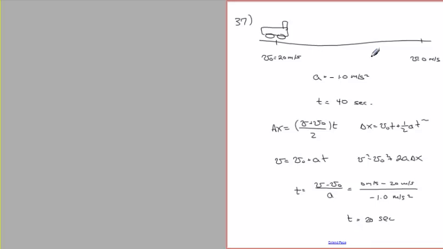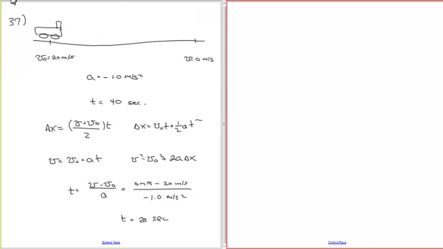So what's going to happen is it'll stop after 20 seconds and then it'll sit for another 20 seconds. It won't go anywhere. So all we have to do now is find how far the train goes down the track. Well, it only goes down the track for 20 seconds. So we know that V0 is equal to 20 meters per second, the acceleration is negative 1.0 meters per second squared, and the time is 20 seconds. That's the only time it's traveling. And now what we want to do is find delta x.